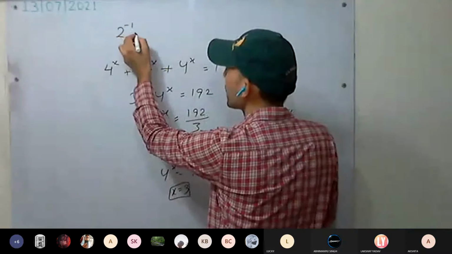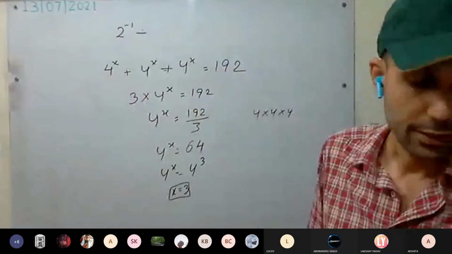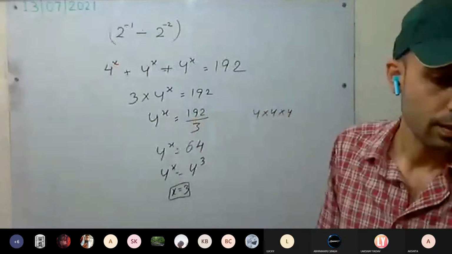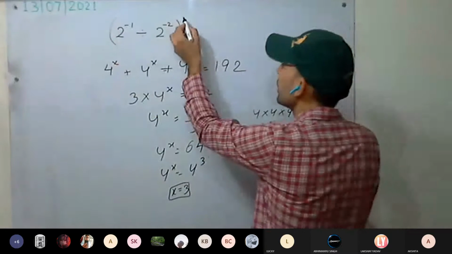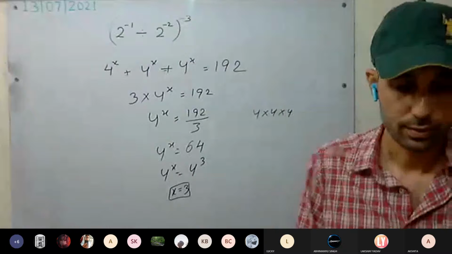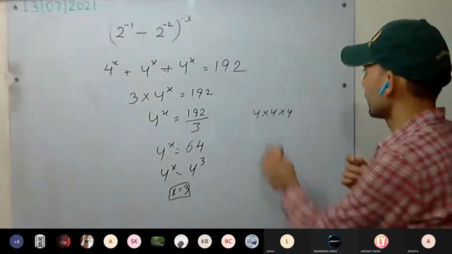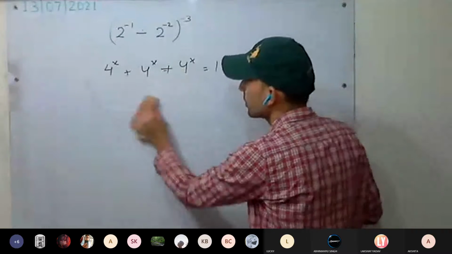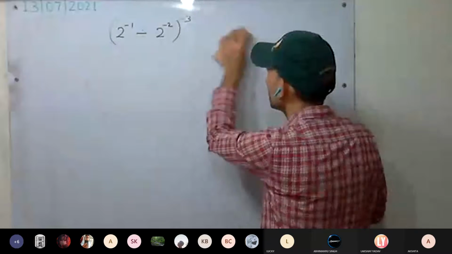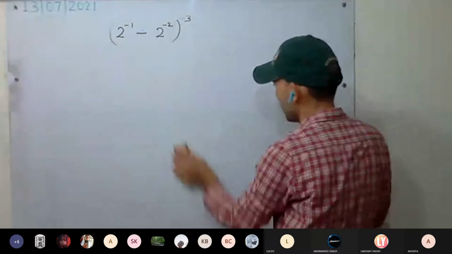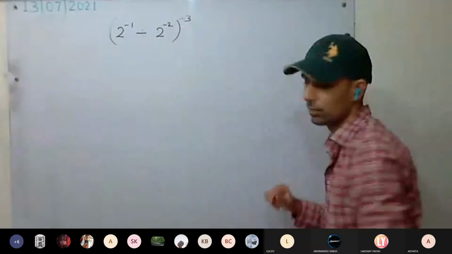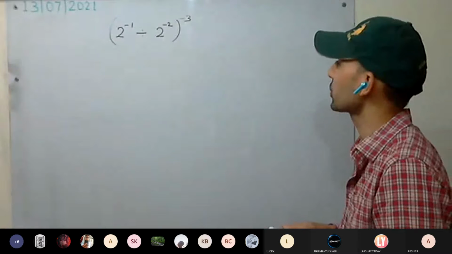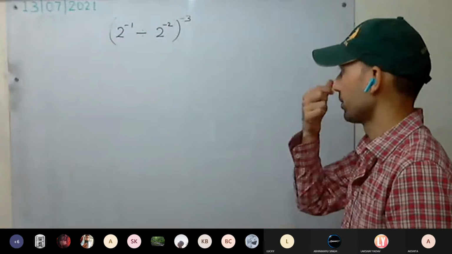Now do this one: 2 raised to power minus 1 divided by 2 raised to power minus 2, whole raised to power minus 3. Everyone solve this one.